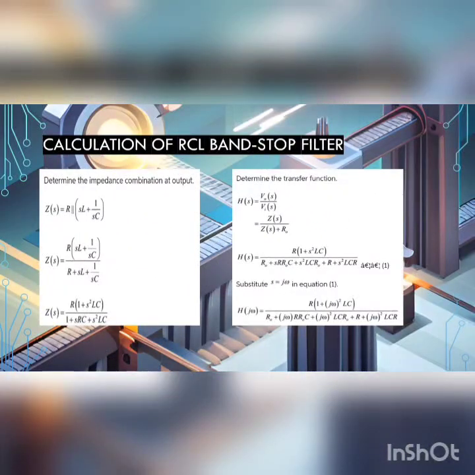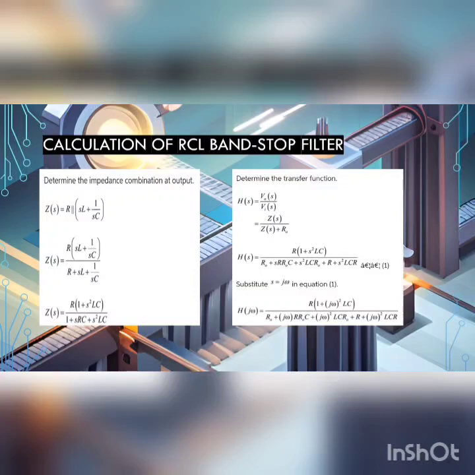For the calculation of RCL band stop filter, we have to determine the impedance combination at output. There are three combinations, which is Z equal R parallel to SL plus 1 over SC, Z equal R times (SL plus 1 over SC) divided by R plus SL plus 1 over SC, and then Z equal R times (1 plus S squared LC) divided by (1 plus SRC plus S squared LC).